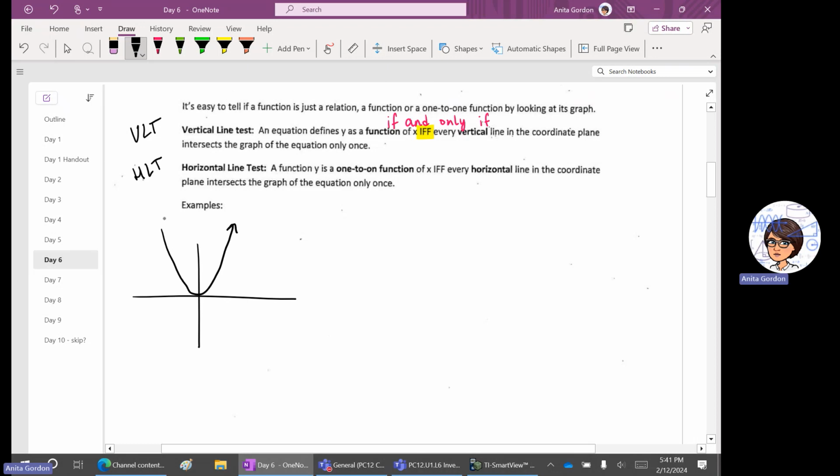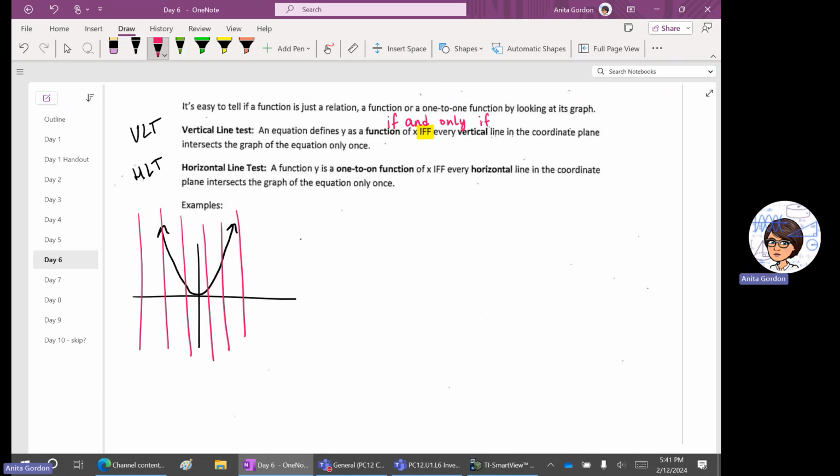Okay, so examples. We just talked about the parabola. Here is a parabola. A vertical line test means at any point I'm going to draw a vertical line. I'm going to scan my graph, and if my pink line intersects the graph only at one point, no matter where I draw it, then this is a function. It has passed the vertical line test. Each x value only has one y value.